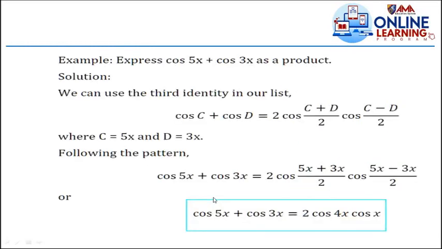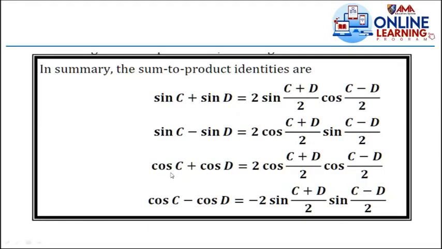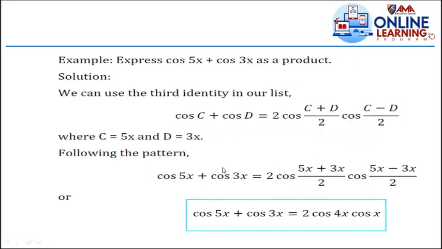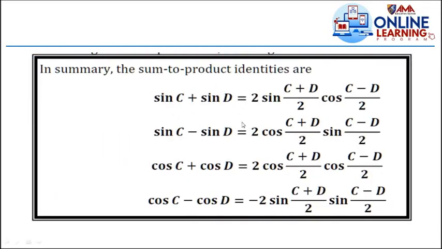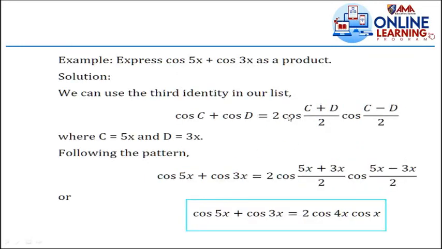So, example, express cosine 5x plus cosine 3x as a product. Okay? So, anong formula ang gagamitin natin? Cosine, cosine. Cosine 5x plus cosine 3x. So, we can use the third identity in our list. Cosine C plus cosine D. Ito siya, no? Cosine C plus cosine D is equal to 2 cosine C plus D all over 2 multiplied by cosine C minus D all over 2.